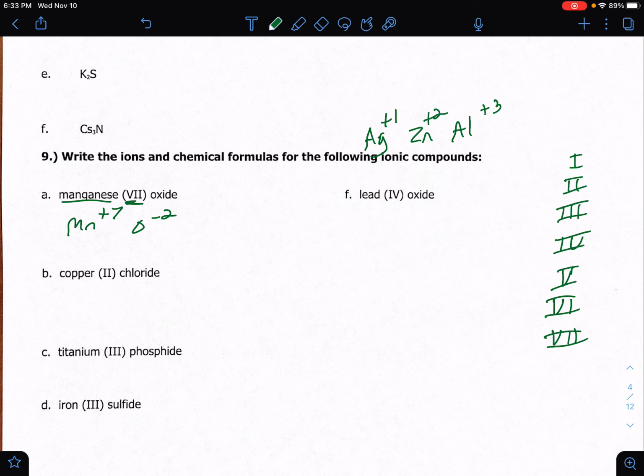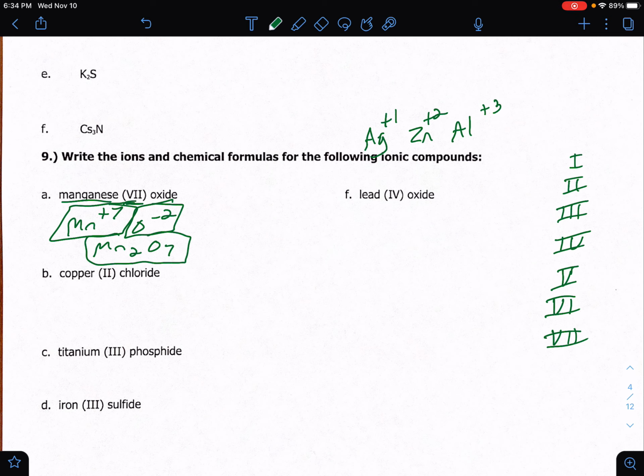Those are my ions. Now, one thing I do want to talk about is the Roman numerals. That does not tell me how many manganeses I have. It just tells me the charge of one manganese. So what you can do is your crisscross if you want to. That means I need 2 manganese, and I'm going to need 7 oxygens. So here's my cation, here's my anion, and then here's my formula.